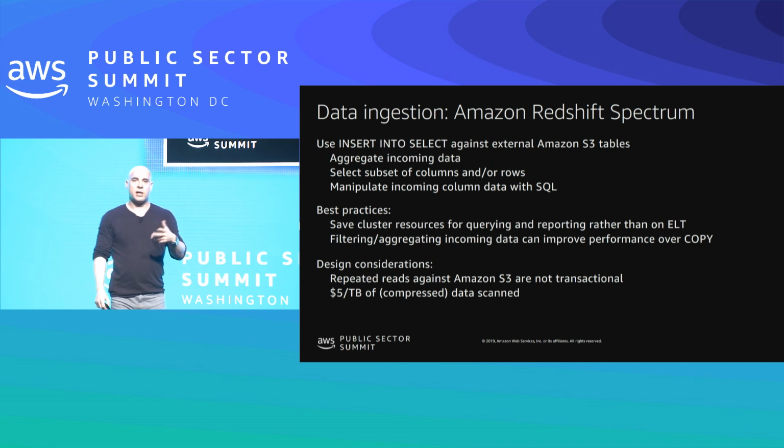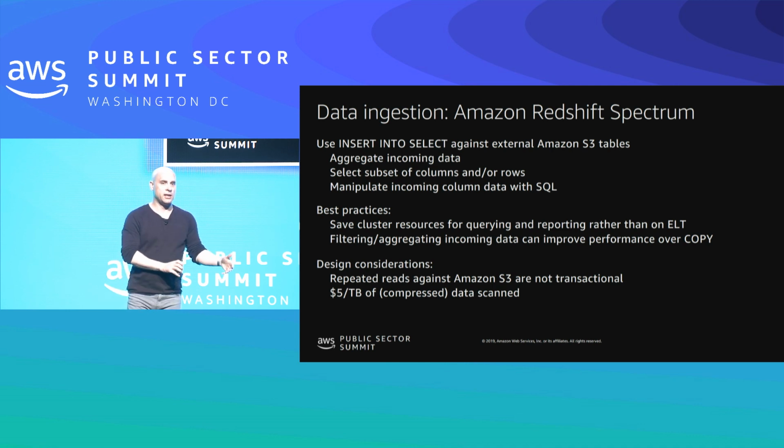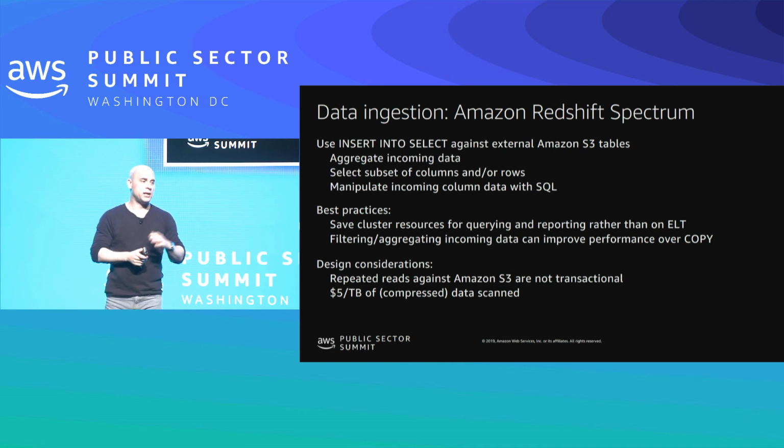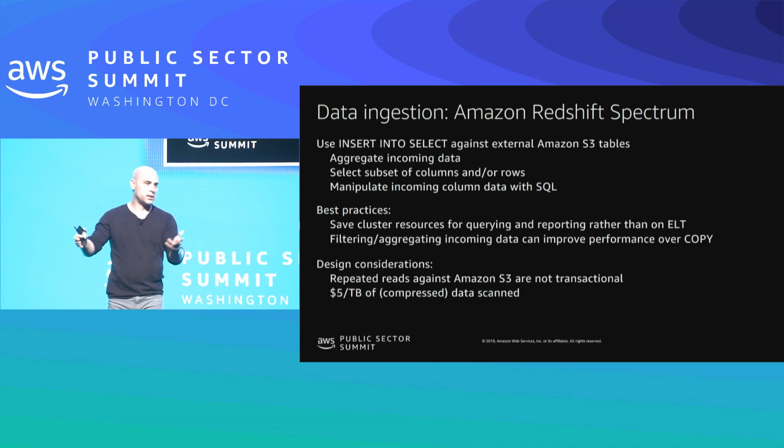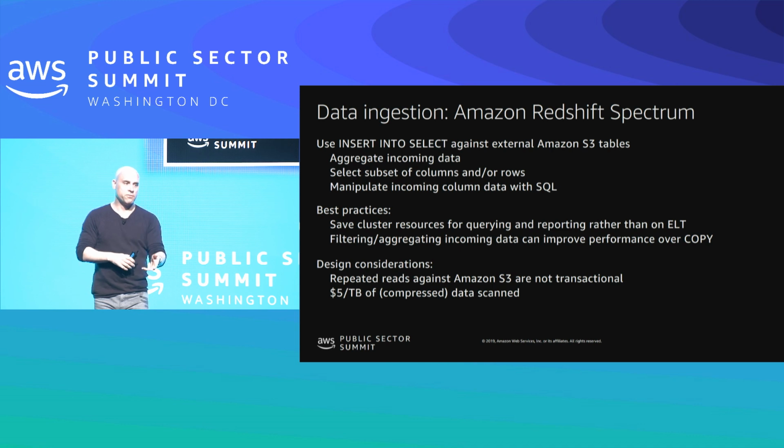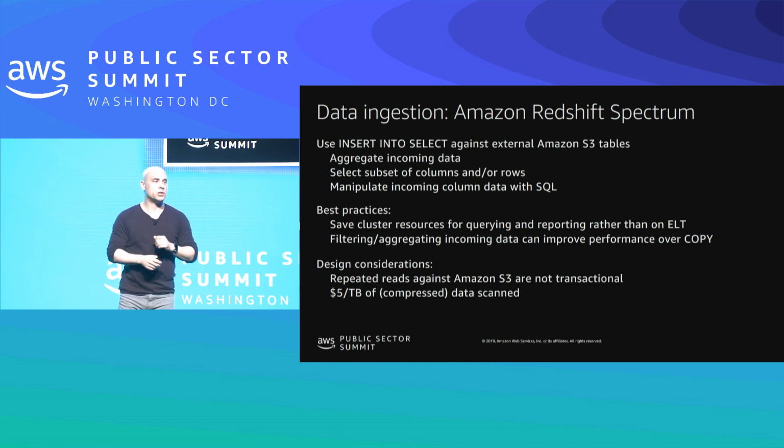Redshift Spectrum, I mentioned when we were covering the architecture that customers use this for ingesting data. One nice thing about this is, especially if you have Parquet data on S3 and you only want to ingest a subset of the columns, that's a great way to ingest data. You can do an insert into with a select statement, and that select can do all sorts of things. You could select only some of the columns, you can filter data because you can put a where clause, you can aggregate data as it's coming in. So it gives a lot more flexibility than the copy statement. If you want to do some sort of transformations or filtering, definitely leverage Spectrum for that.